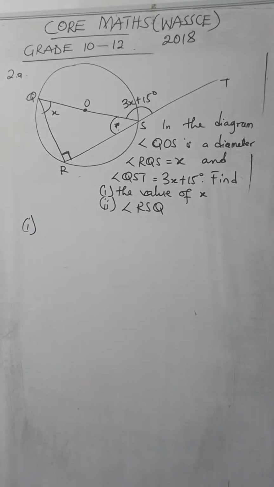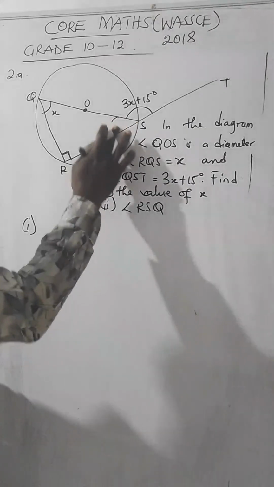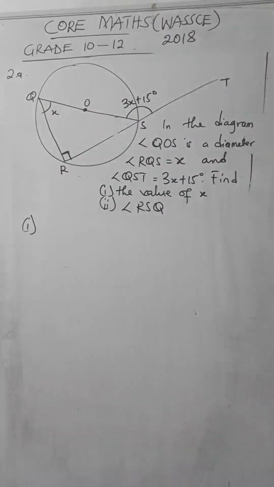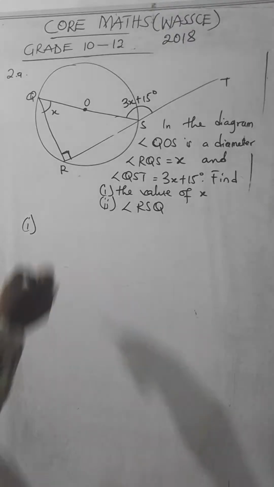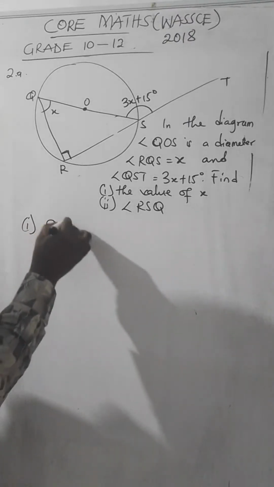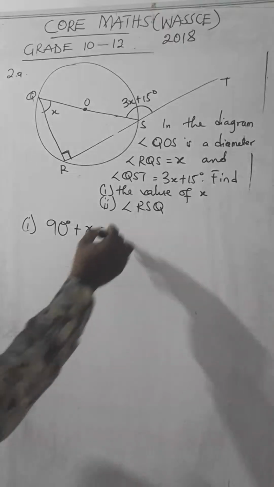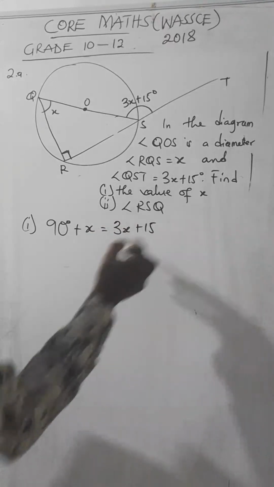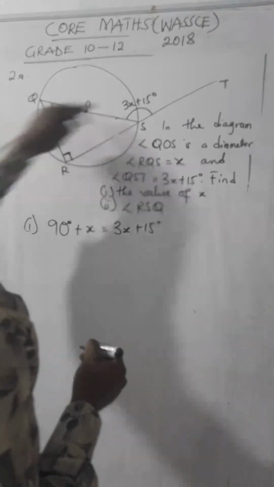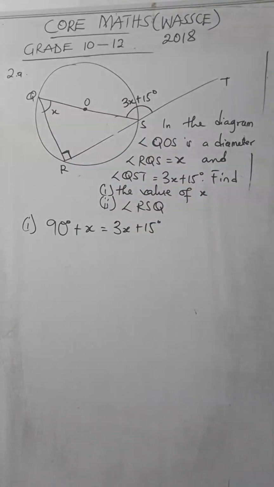Okay, so to solve for the value of x, we have the sum of two opposite interior angles equal to the exterior angle. So we have 90 degrees plus x equals 3x plus 15. That's the sum of two opposite interior angles equal to the exterior angle.